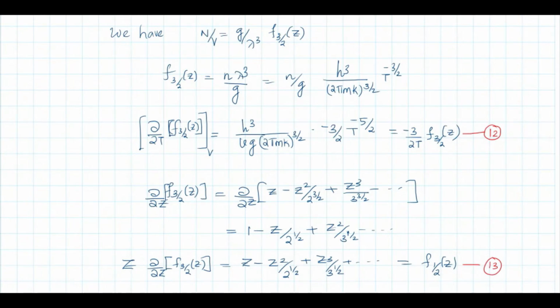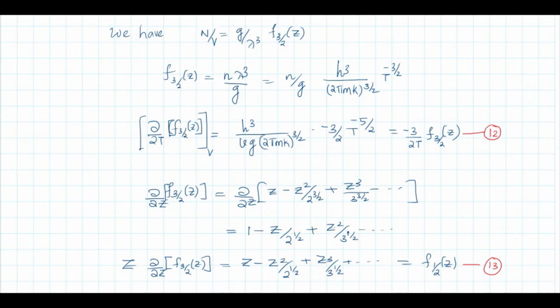We have n by v equal to g by λ³ f3/2(z). So f3/2(z) is equal to n by v, which is small n, times λ³ by g. This λ³ is h³ by (2π m kT) raised to 3/2. That T raised to 3/2 goes to the numerator and becomes T raised to minus 3/2. ∂/∂T of this quantity, these are all constants, then ∂/∂T of T raised to minus 3/2 is minus 3/2 T raised to minus 5/2. Multiplying numerator and denominator with a T, this becomes minus 3/2T into f3/2(z). Call this equation number 12.